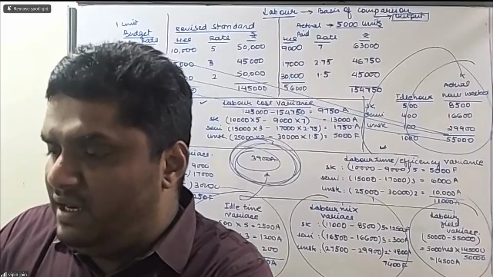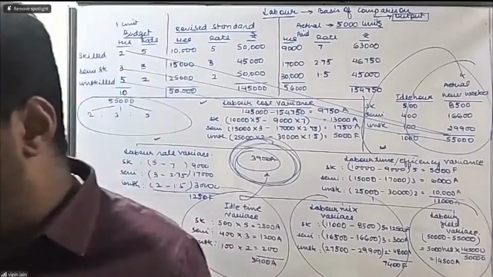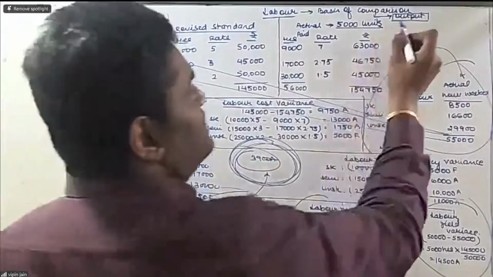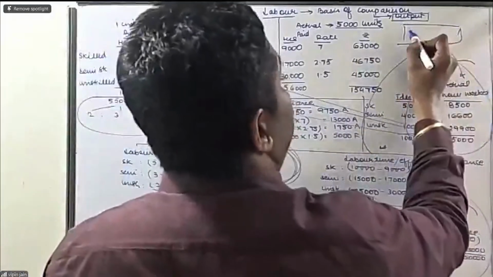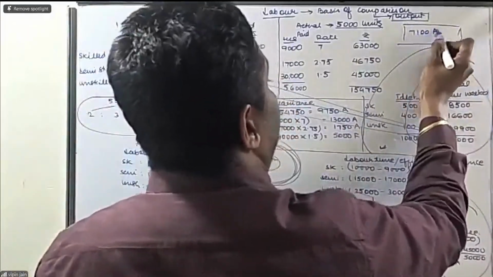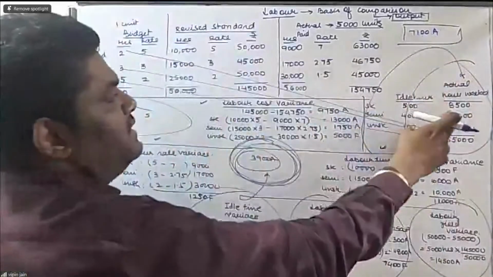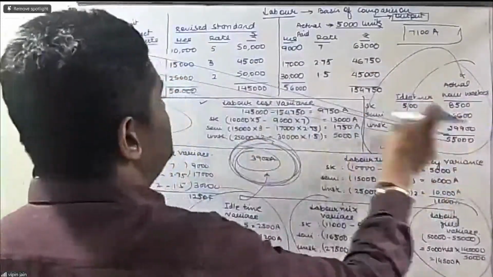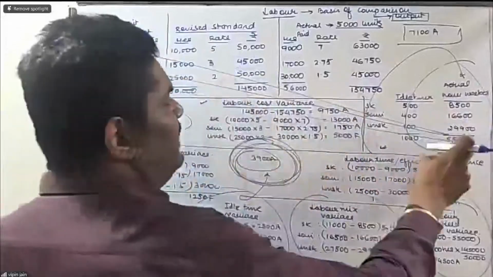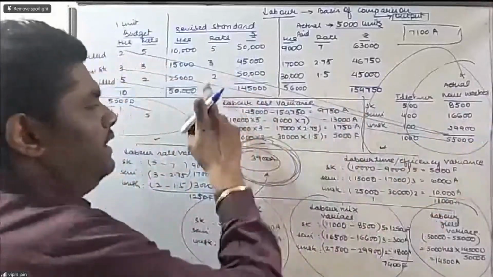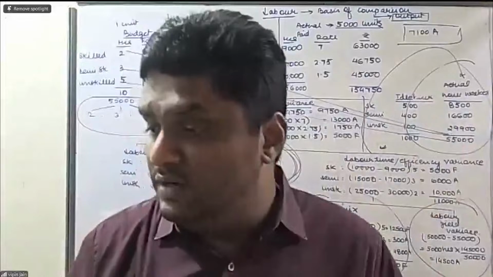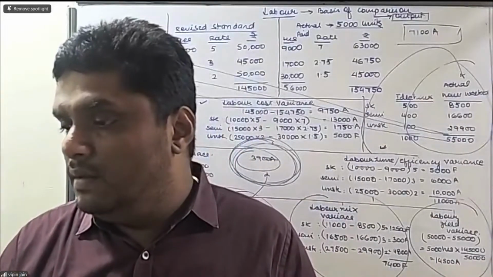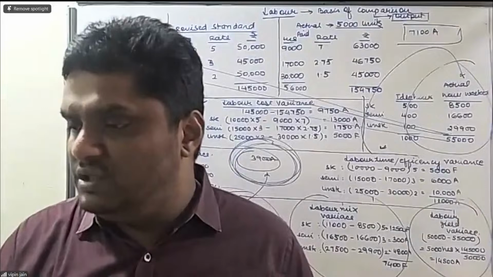Nitin Prajapati, incorrect answer, my dear. The correct answer is 7,100 adverse. That is 10,000 minus 8,500 into 5, 15,000 minus 16,600 into 3, 25,000 minus 29,900 into 2. 7,100 adverse is the correct answer. Please recheck your calculation.